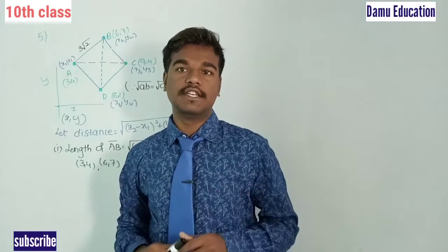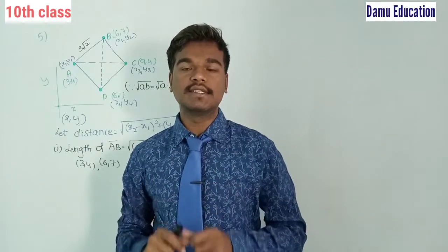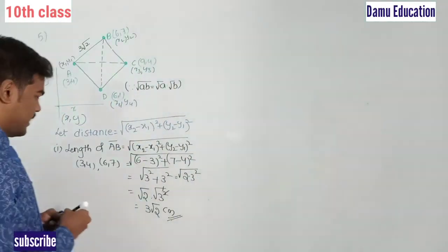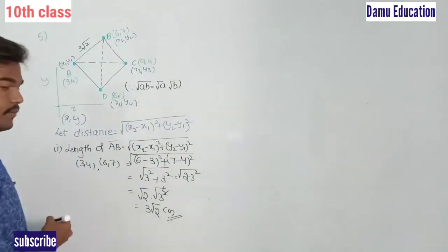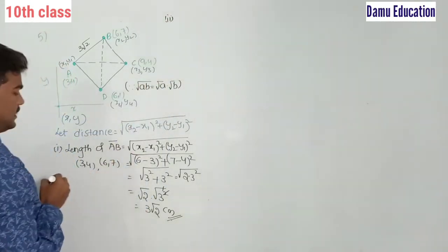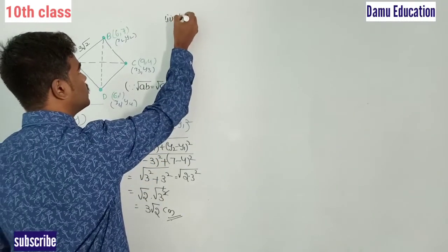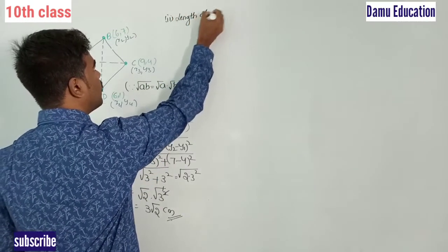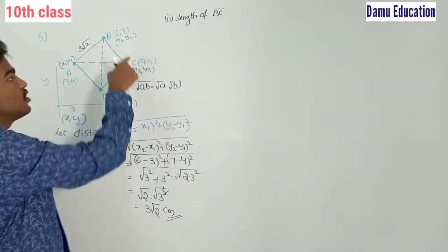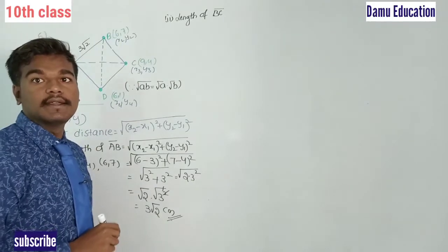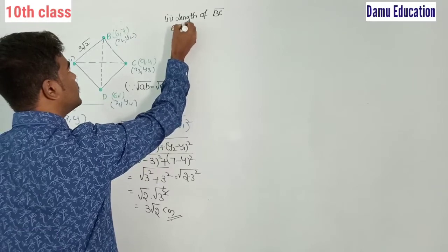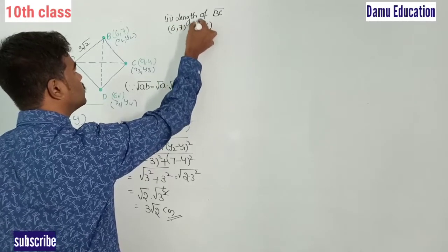Like that, we need to find all the sides in order to say whether the sitting arrangement is in the shape of a square. So let's take another one, the second one. The length of BC. What are the BC coordinates in x2 and x3 format? If you observe, we took x2 and x3, y2 and y3. So that is 6, 7 and 9, 4.